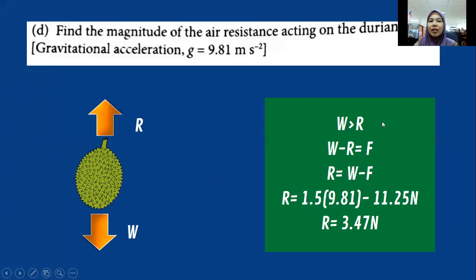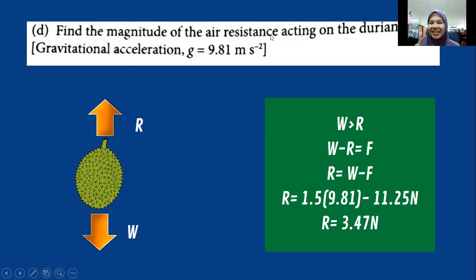Okay, next, find the magnitude of air resistance acting on the durian. For resistance, you have to know that it is the force that always opposes the direction of the motion. The durian is moving downward, so the resistance would be in the direction opposite to the motion. That means upward would be your resistance. Here, R is the reaction, we will consider the reaction force as the resistance, the air resistance.